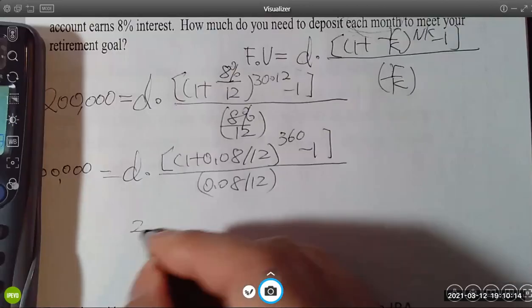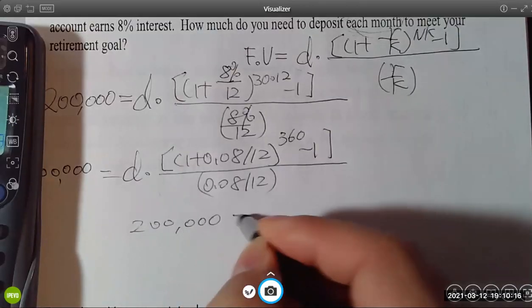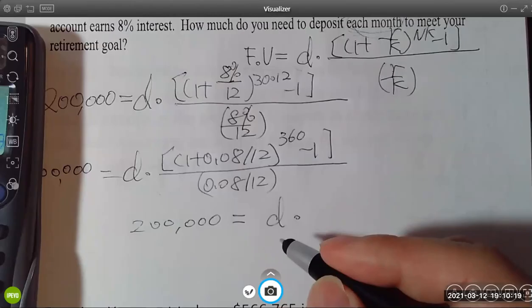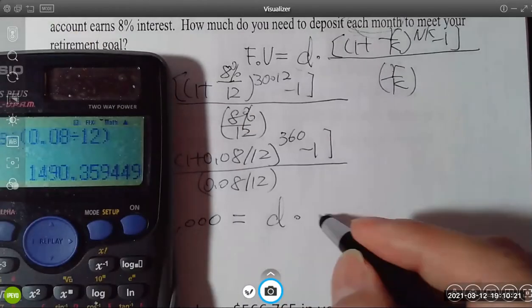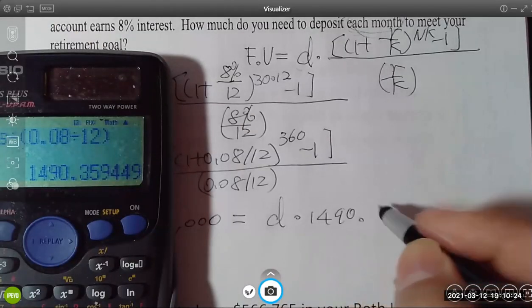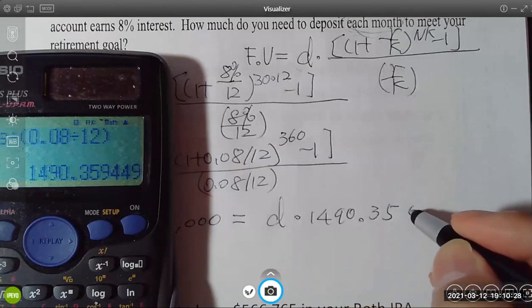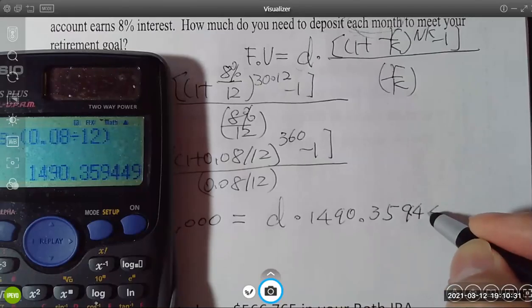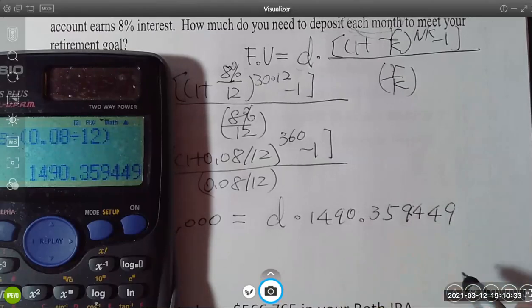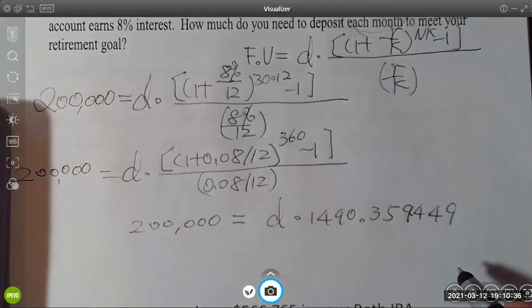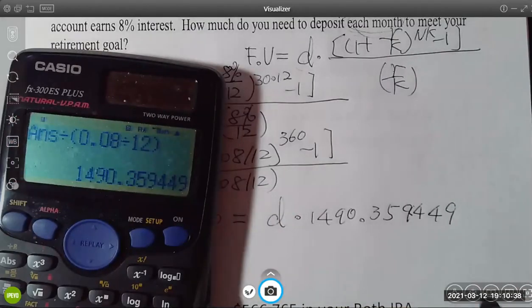So 200K equals D times this number. And this number is 1490 point. Usually you need to keep at least 6 decimal digits. 359449. Basically, just copy everything on the screen. In your homework for the annuity part, usually the tolerance for your rounding error is about 0.1%. 0.1% of $100,000 is $1.